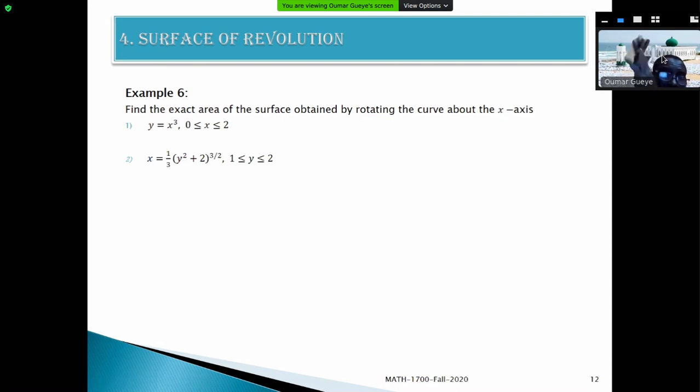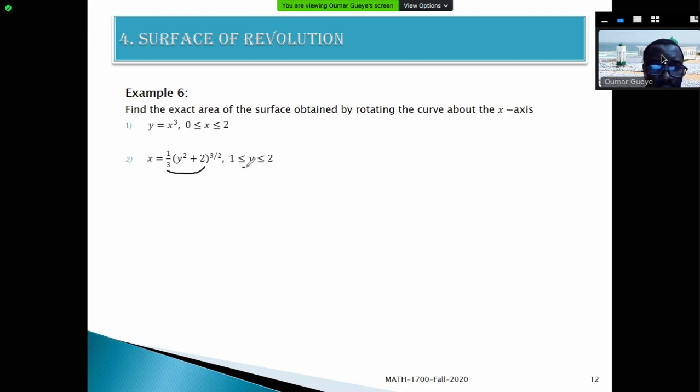Now we still have the same axis of rotation as the previous example, which is the x-axis. But here the function is defined in terms of y. And if the function is defined in terms of y, keep in mind your integral should be in terms of y, in order to find the appropriate formula. This is what I said before, x equal to g of y.